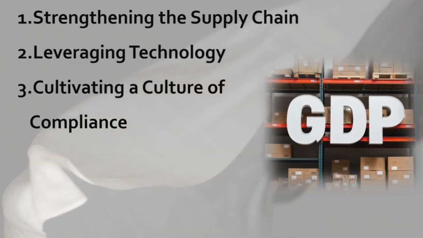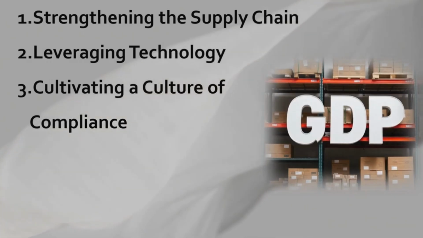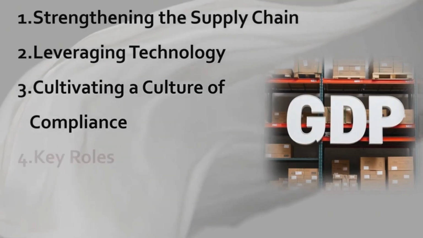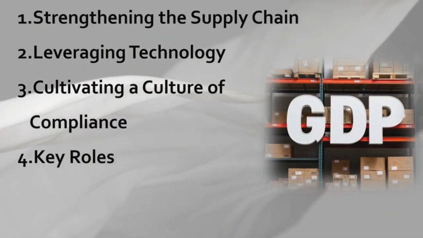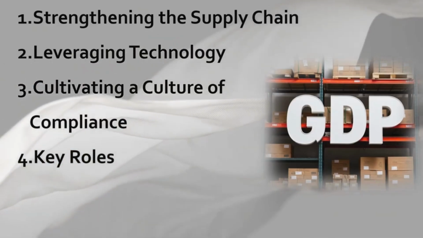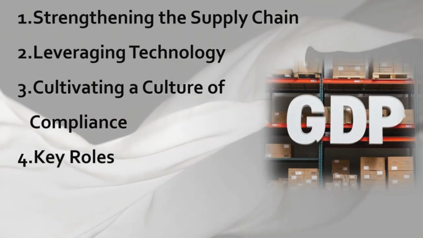In the realm of good distribution practice, the responsible person ensures adherence to stringent standards. This role demands expertise, vigilance, and leadership. The RP oversees the quality management system and conducts audits. They ensure compliance and liaise with regulatory authorities.